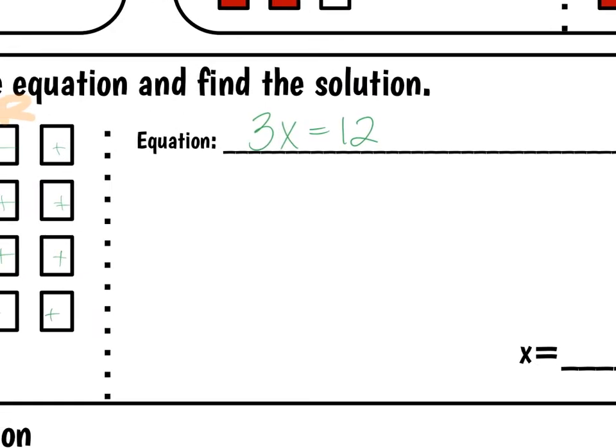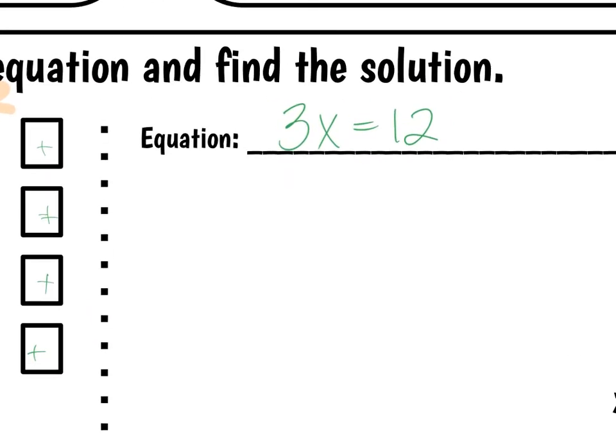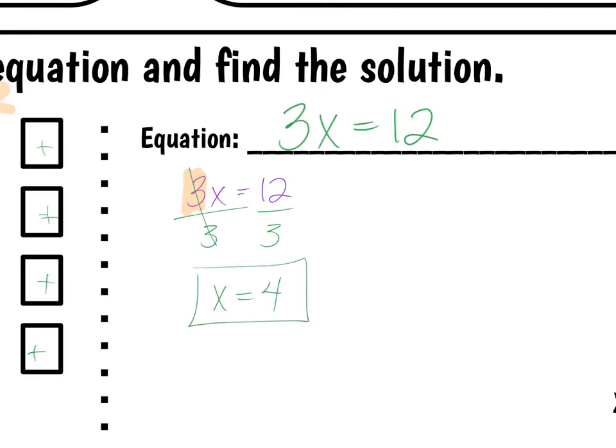So the way that we show this mathematically or algebraically, 3x is equal to 12. Our coefficient is attached to the variable. That's what we are going to divide both sides by. So divide both sides by 3. This leaves us with x. 12 divided by 3 is equal to 4. So our solution is 4.